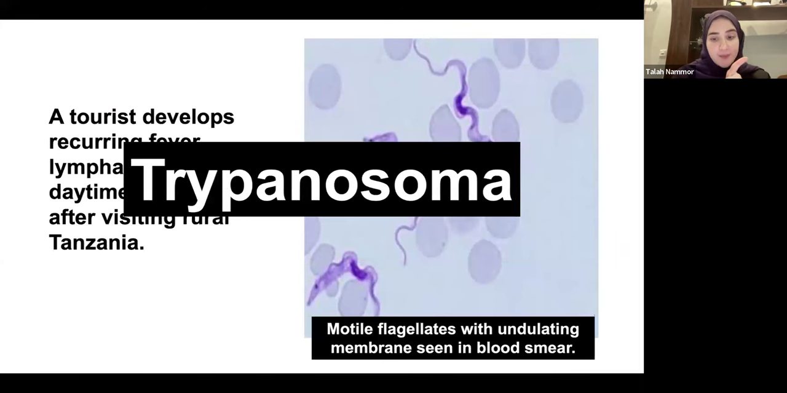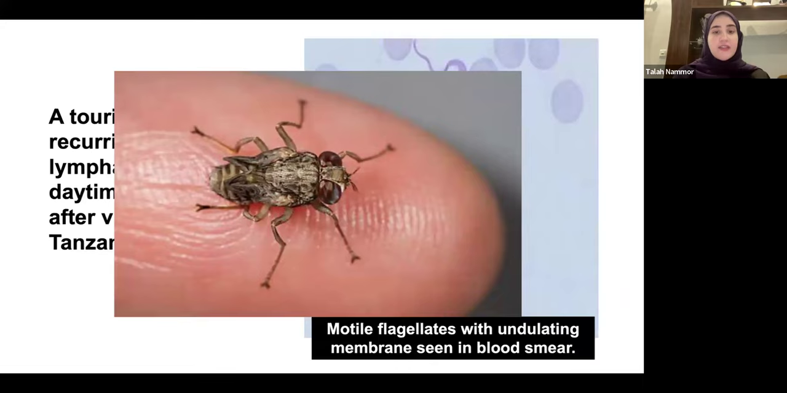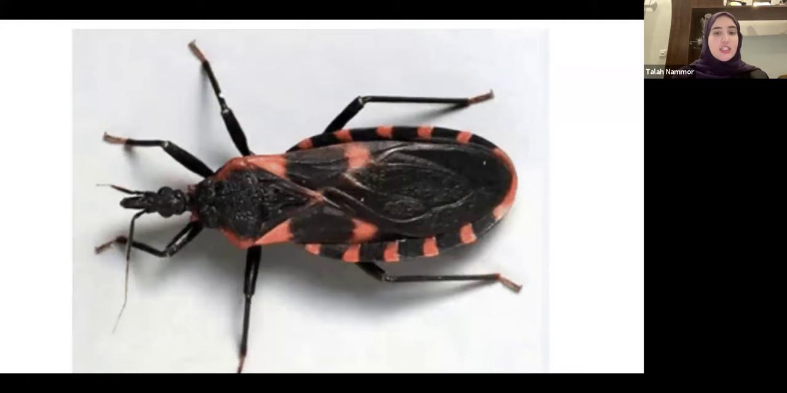Trypanosoma brucei, which is basically the tall one, the fit one, is caused by the tsetse fly. Actually, look at her. She's like tsetse, so small. Then Trypanosoma cruzi is caused by the reduvid bug. And it looks like a bug, please. Like a bug looks like a bug. It looks like a beetle bug, but it looks like a bug, okay?